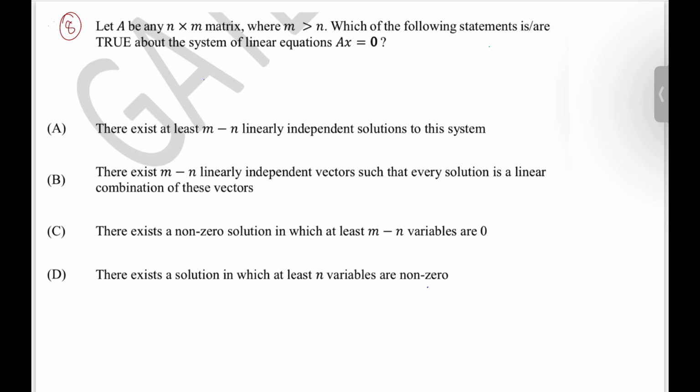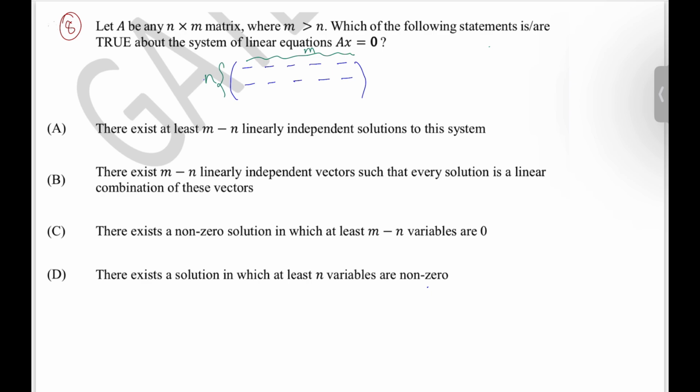Let A be any n cross m matrix. Here n represents the number of rows and m represents the number of columns, where m is greater than n, that means the number of columns is greater than the number of rows. So what kind of shape will you get? You will get a matrix that is shorter and wider, right? So we will have maybe 5 columns with only 2 rows, where the rows are represented by n, and the columns are represented by m.